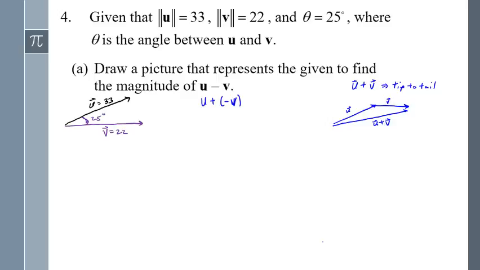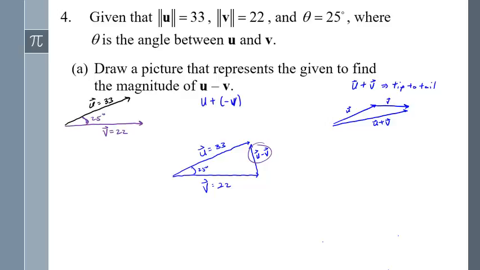So we have a triangle that looks like this: U, which was 33, V, which was 22, this angle was 25, and then that guy right there is U minus V. So now that we have that, we can find the magnitude of that missing side by using the law of cosines, because we have two sides and the included angle.